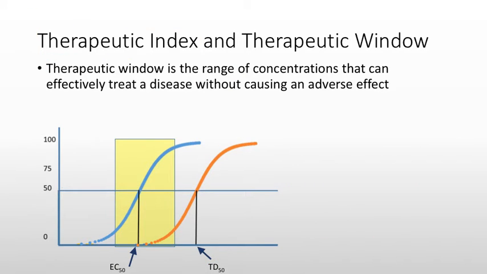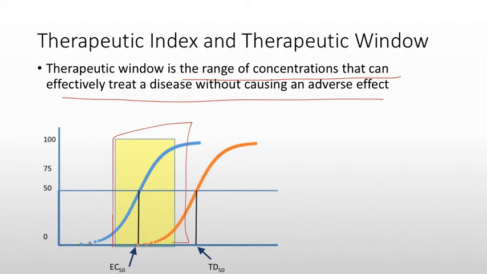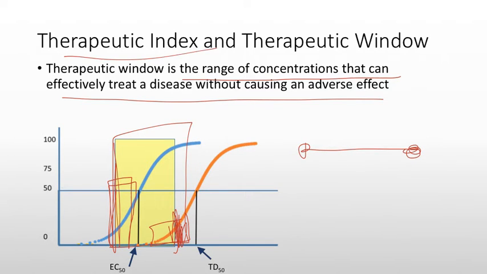Therapeutic window, on the other hand, is the range of concentrations that can effectively treat a disease without causing an adverse effect. Now, I haven't drawn this in perfectly well. You see there's a little bit of some of the people are going to experience a toxic effect at this dose, and over here a lot of people are not going to experience treatment, but I've just drawn this in just so you can have a visual of what the therapeutic window is. The therapeutic window is a range, whereas the therapeutic index is a ratio.